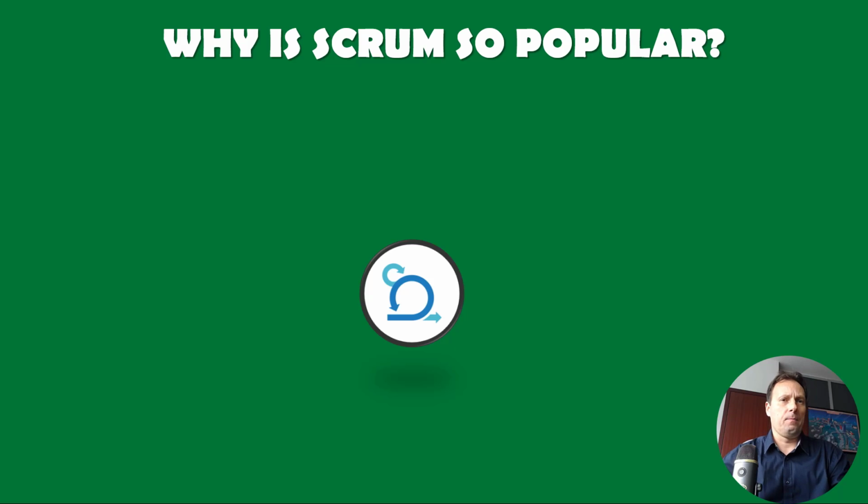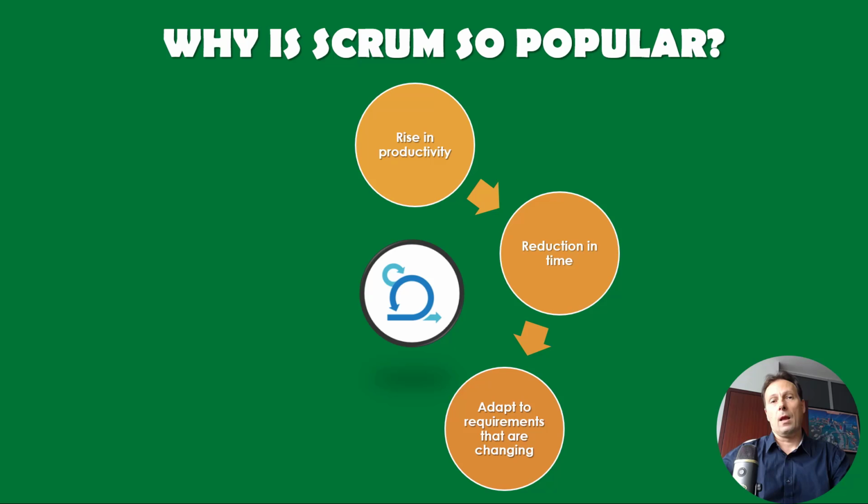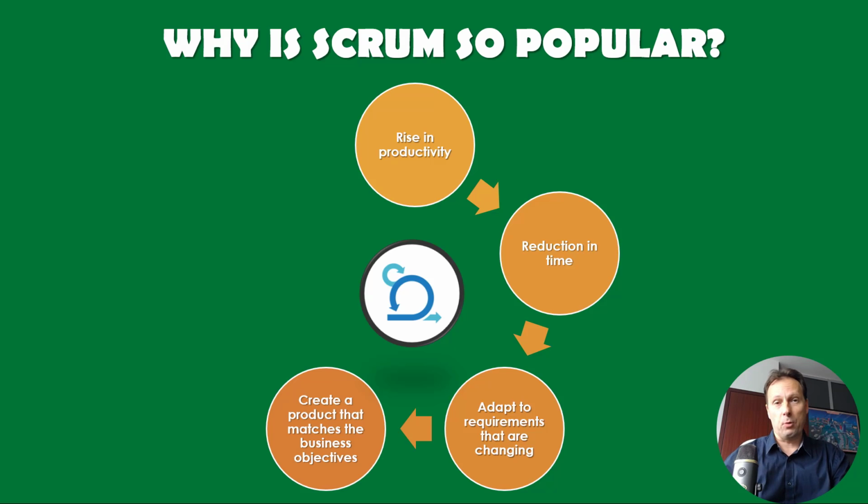But why? Why is Scrum so popular? Because it helps a significant rise in productivity and reduction in time to benefits as compared to the traditional waterfall process. The Scrum process helps companies to easily adapt to requirements that are changing rapidly and create products that match the business objectives that are emerging fast.